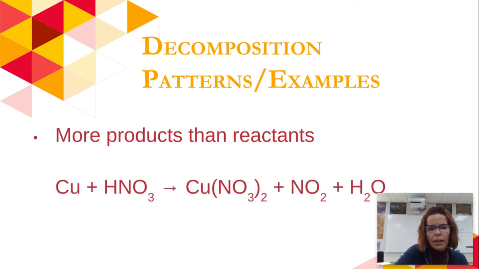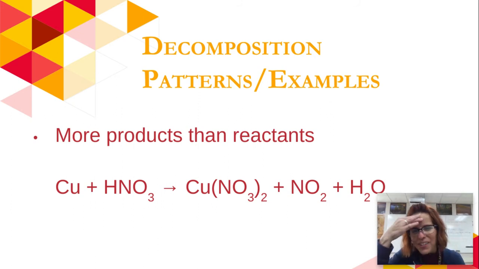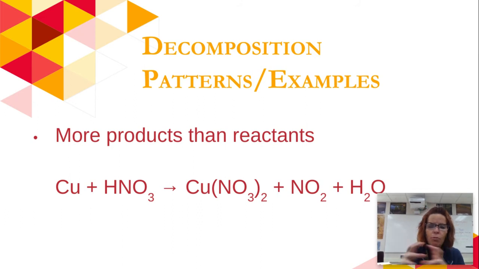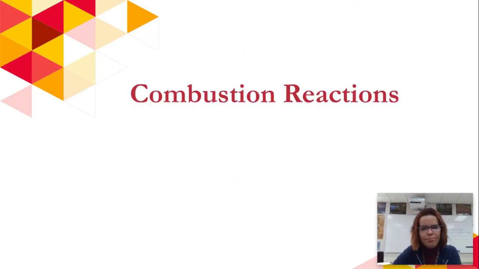We have copper and nitric acid. I had to think what that one was for a second. And it becomes more complex as we go. So typically there's more products than there are reactants. Remember, reactants are in front of the arrow. Products are what get produced, so they're after the arrow.